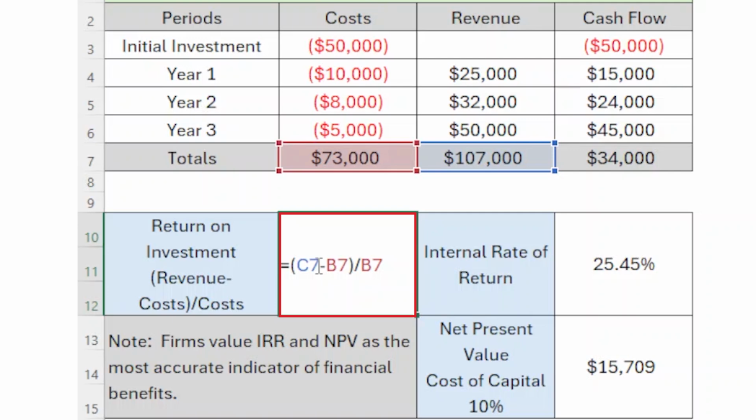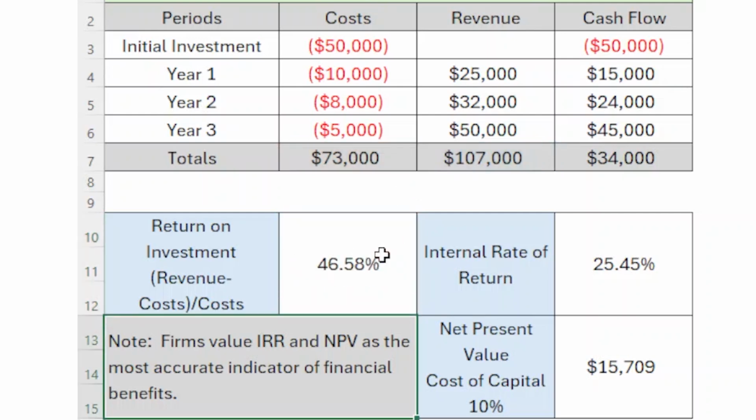Notice the calculation, C7. These are our revenues. Then B7 is our cost, revenue minus cost, divided by B7, which is our cost. Using this formula, 46.58%.